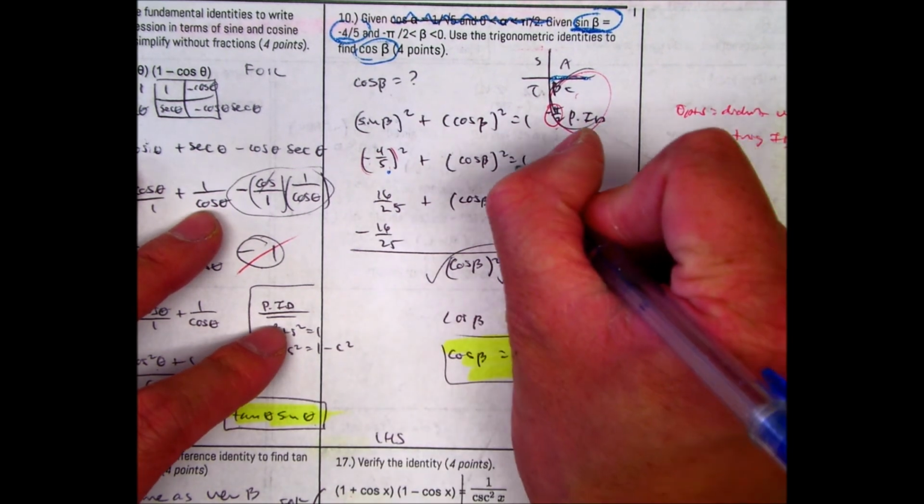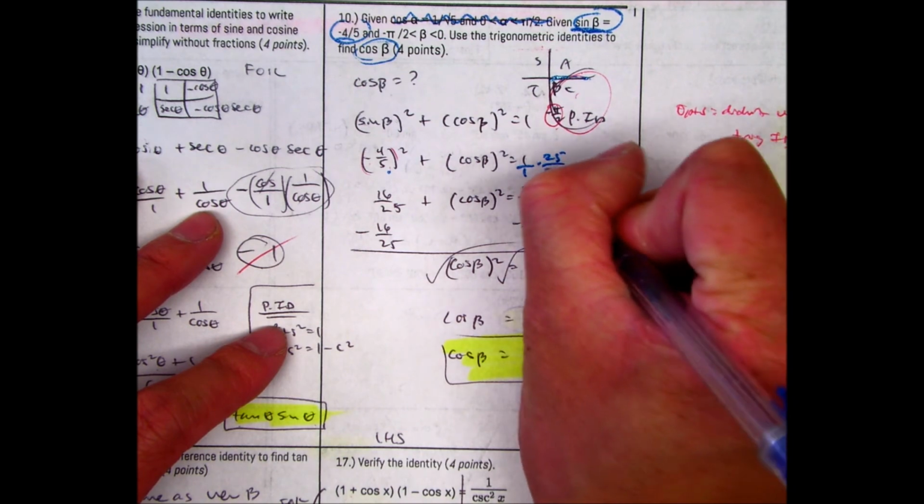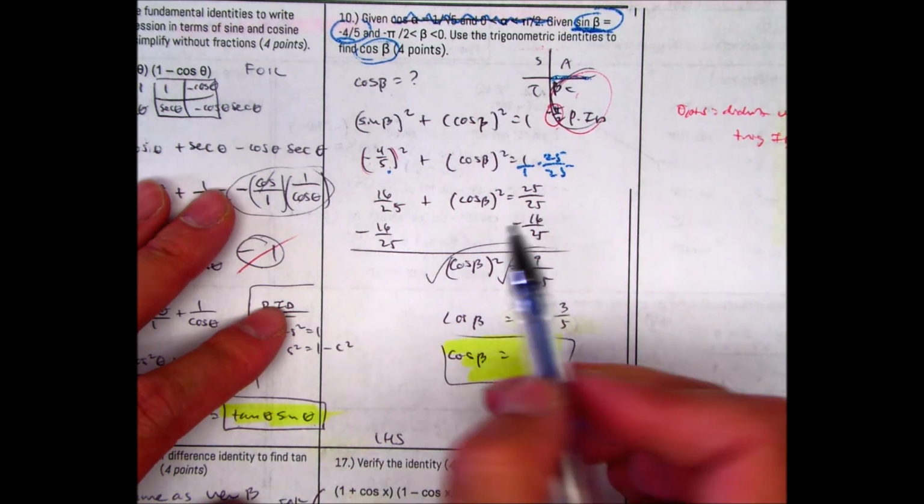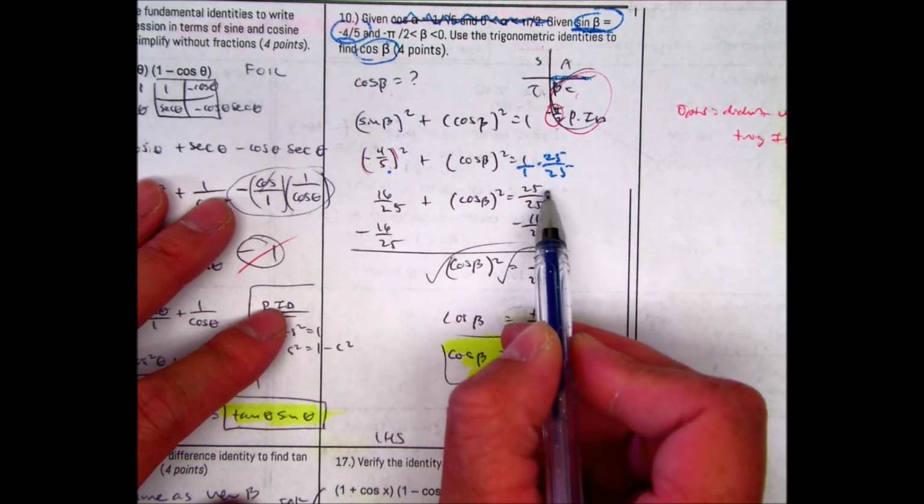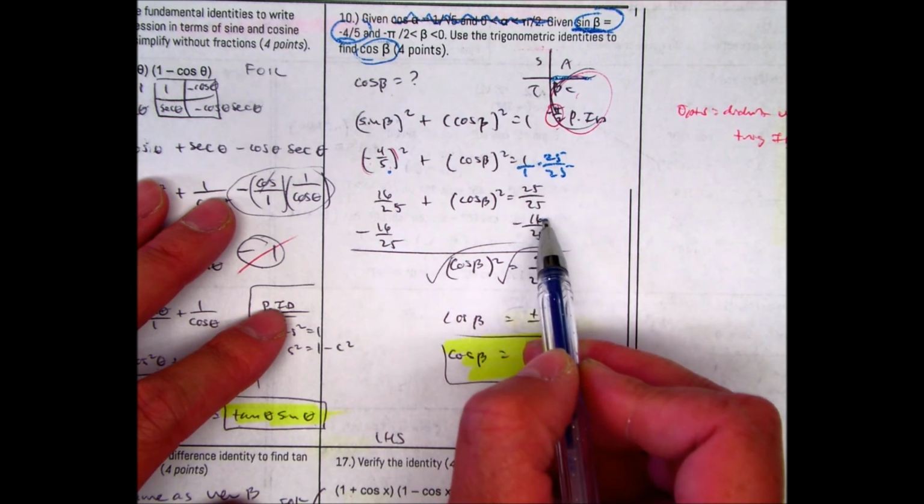This 1 here, I'm going to make it a fraction by putting it over 1, and then multiplying by 25 over 25, so that when I subtract, I have a common denominator. Subtract the numerators. 25 minus 16 gives you 9.